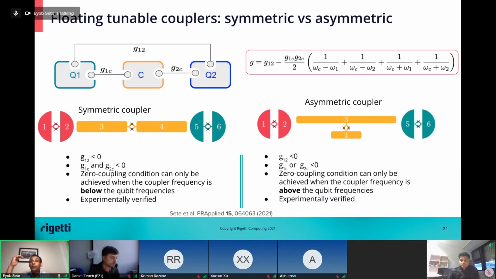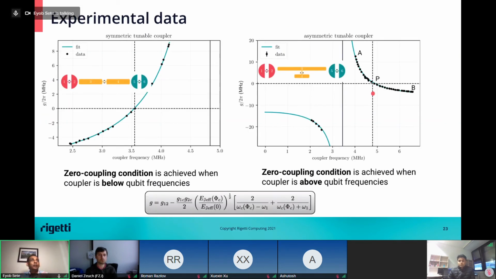In a symmetric case, we have to go above the qubit frequency for the tunable coupler to get the G equal to 0 point. For the asymmetric coupler case, we have to operate below the qubit frequencies to get the G equal to 0 point. Okay, probably I will skip this. So we kind of validated this, that the G equal to 0 happens for the symmetric case below. This is the qubit frequency here, below the qubit frequency. So this is like the F max of the tunable coupler. So G equal to 0 definitely happens below the qubits. And for asymmetric case, the G equal to 0 happens when the coupler is above. This, again, is a confirmation of theory we report in our paper.